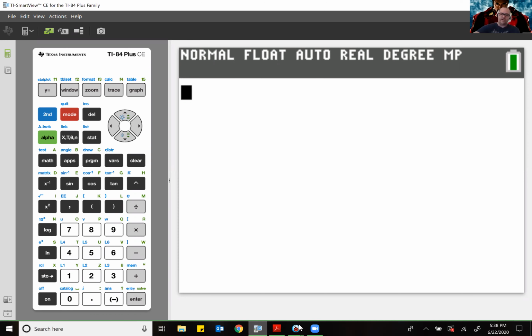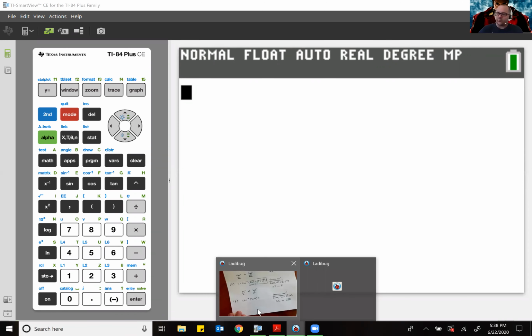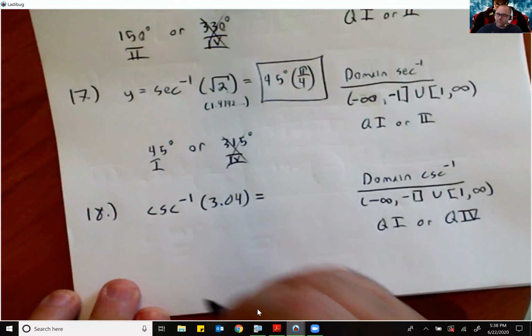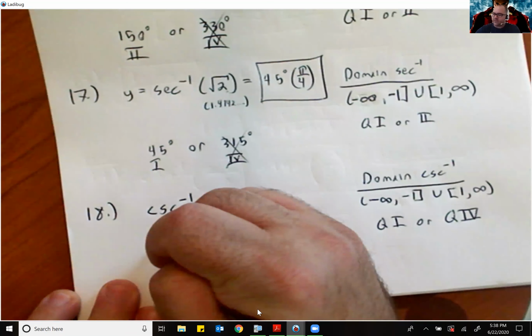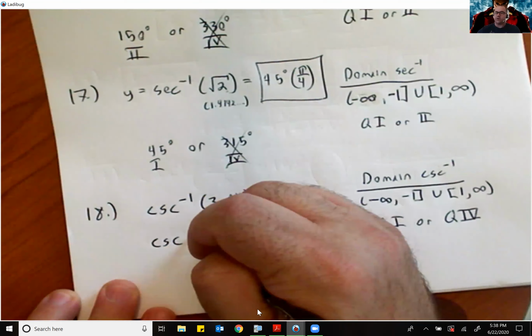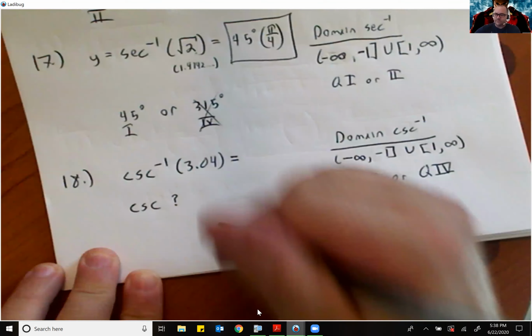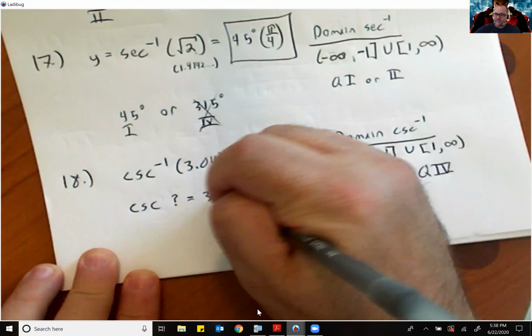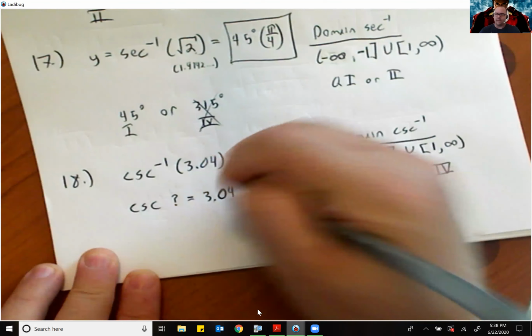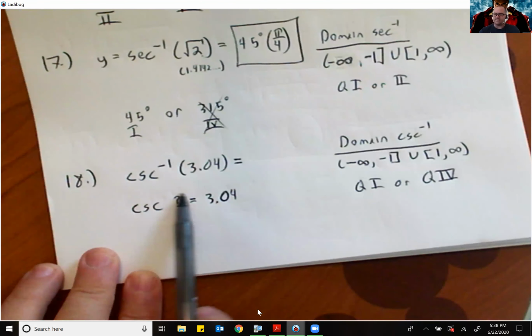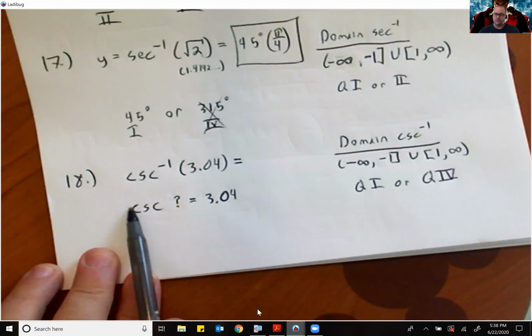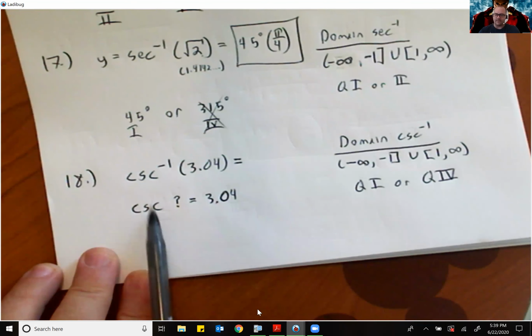So let's talk about what you really see here. In this problem, we're being told that cosecant of some angle is equal to 3.04. Okay? Because in order to find this angle, I take the inverse of both sides. But we don't have cosecant on our calculator, as I keep saying. So change this into what we know about cosecant.